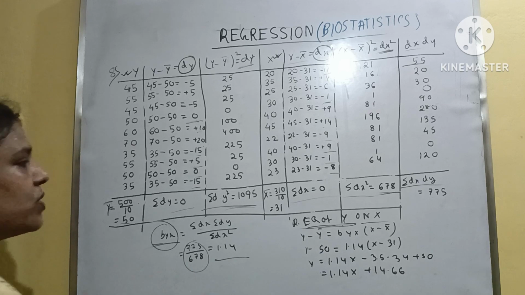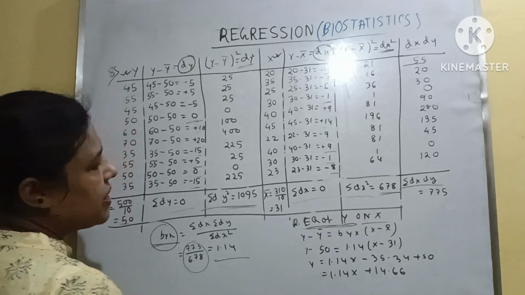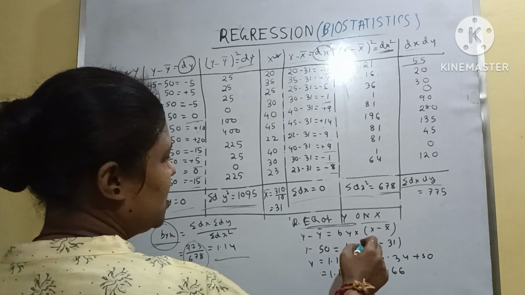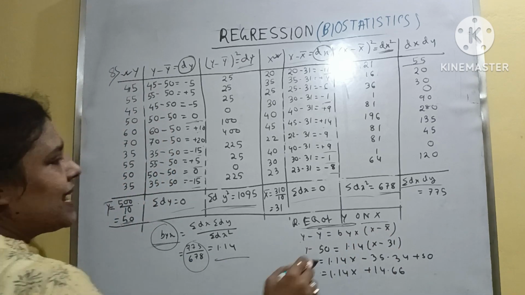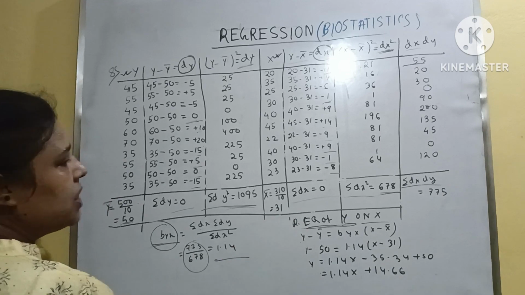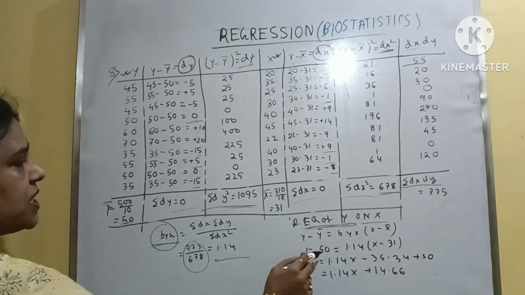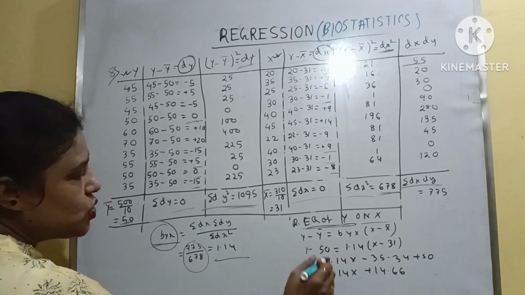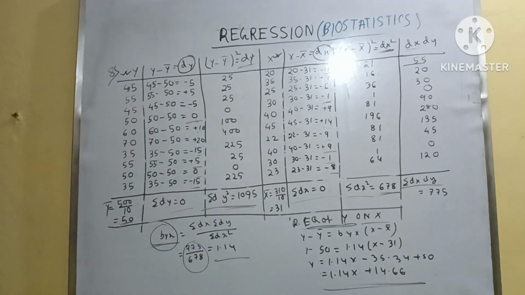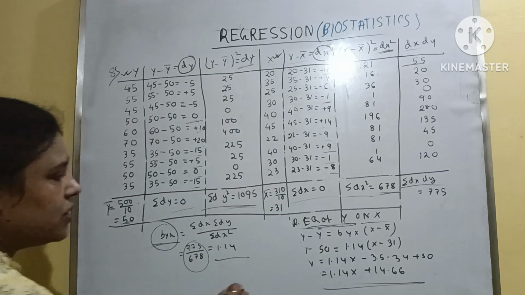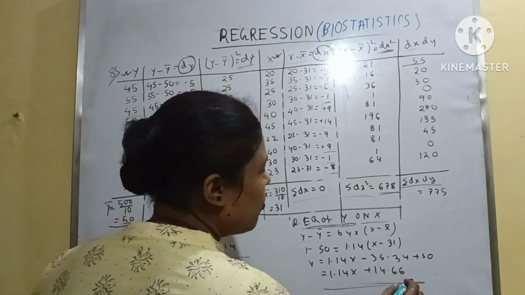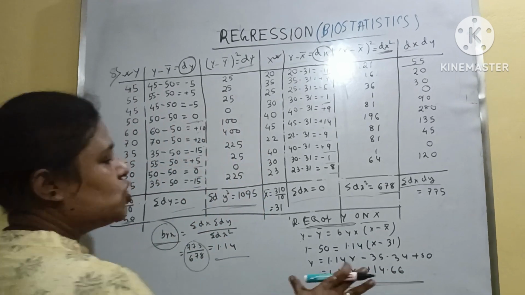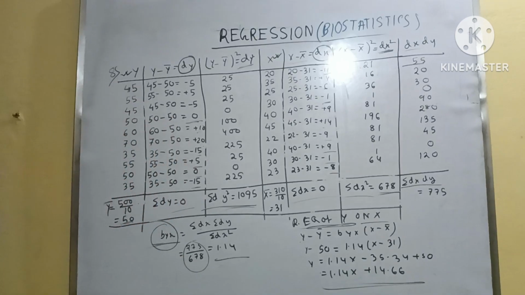Just putting this value: y minus y bar equals byx into x minus x bar. So y bar here is 50 and x bar here is 31. Just put the values 50 and 31 and 1.14, so we will get this equation. So here y equals 1.14x plus 14.66. This is the actual equation of y on x.